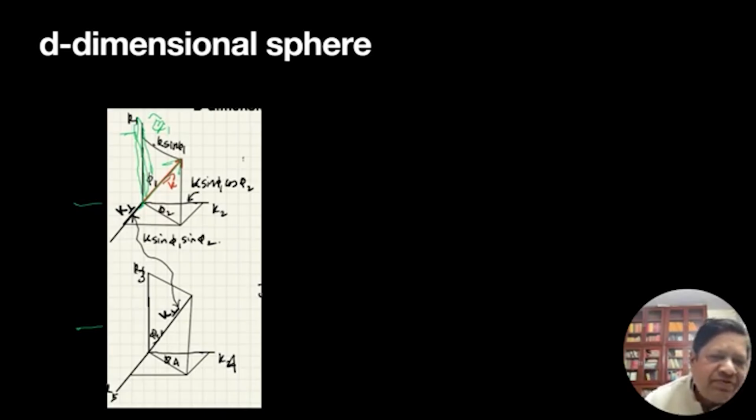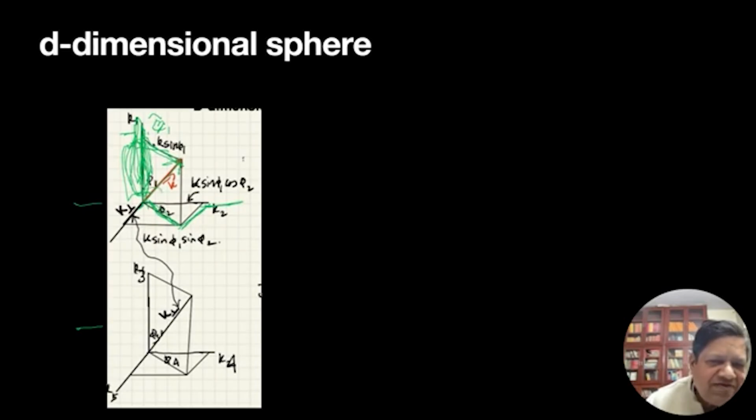Now, here I take this vector k and I project it along this axis. So I'll get this as k1. This part is k1. Now I project it in a plane perpendicular to k1, so I'll get this vector. Now project it along the second axis. So this is k2.